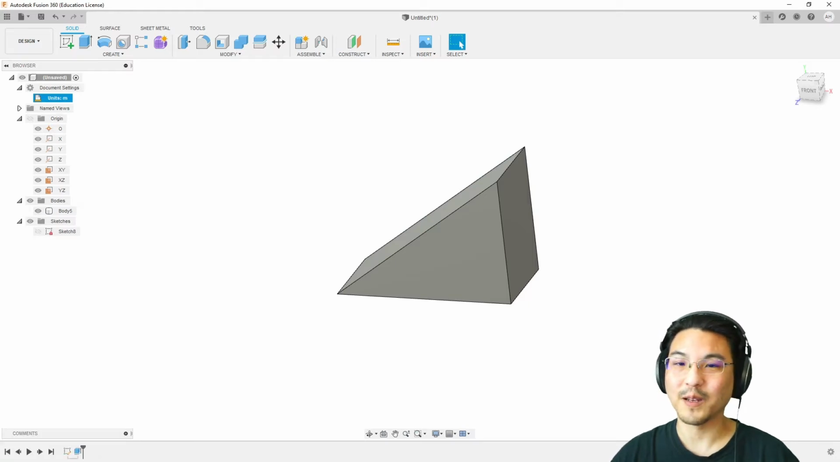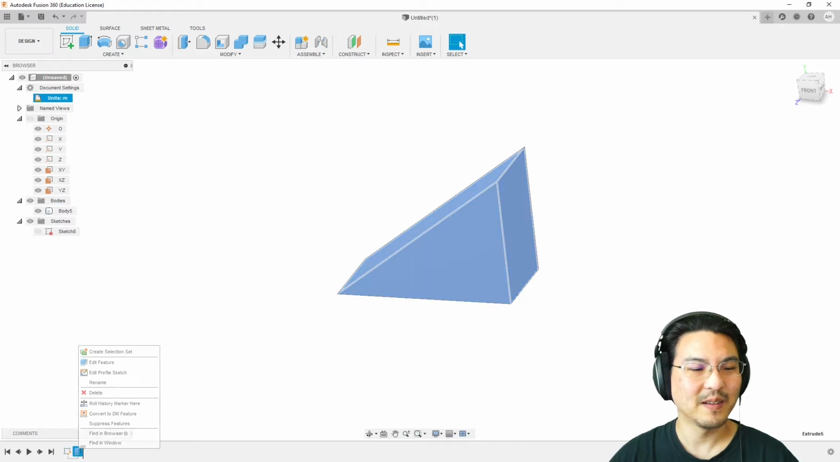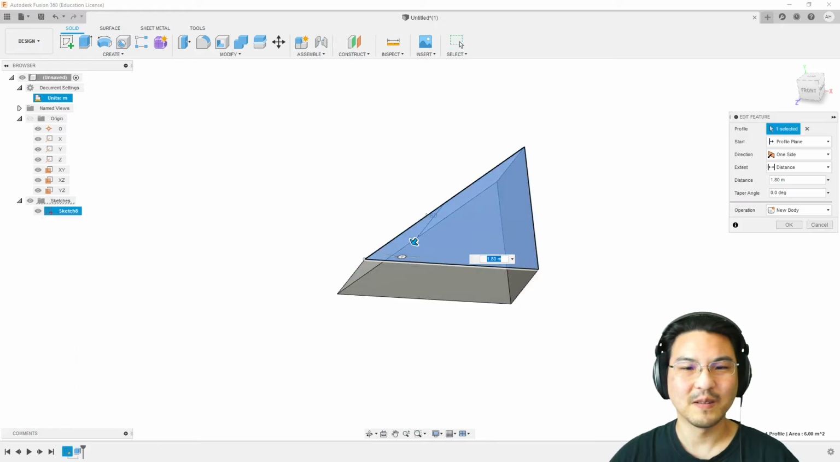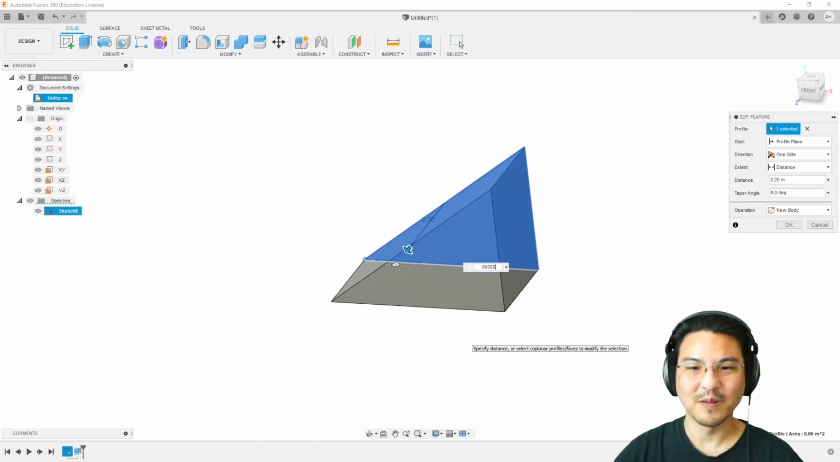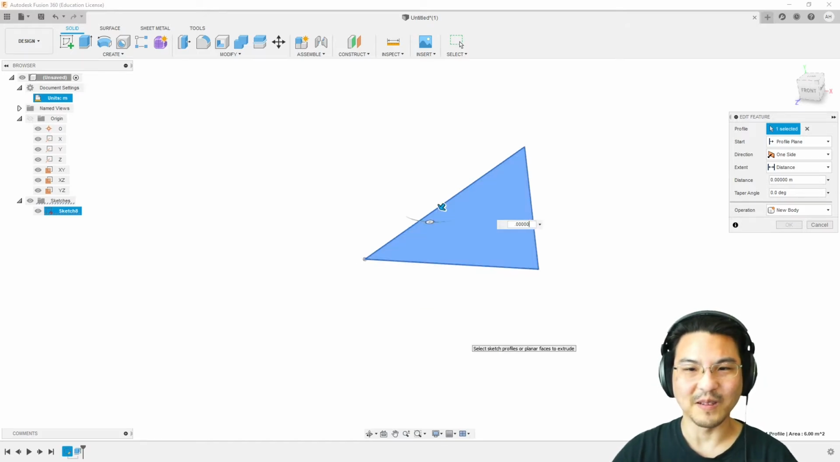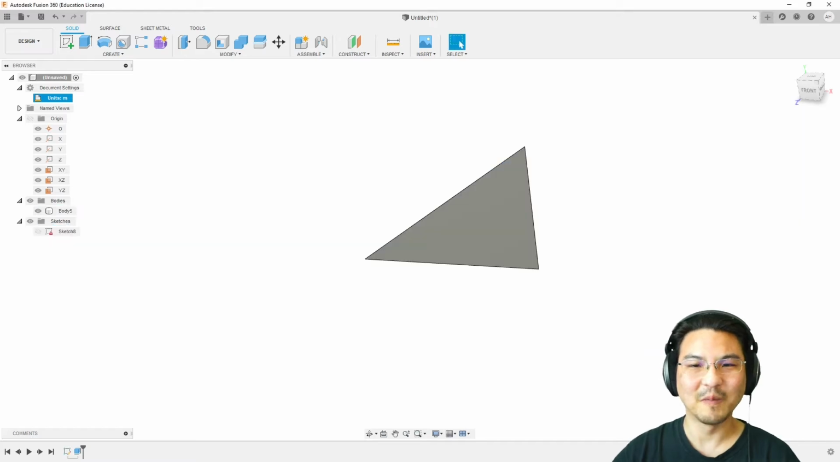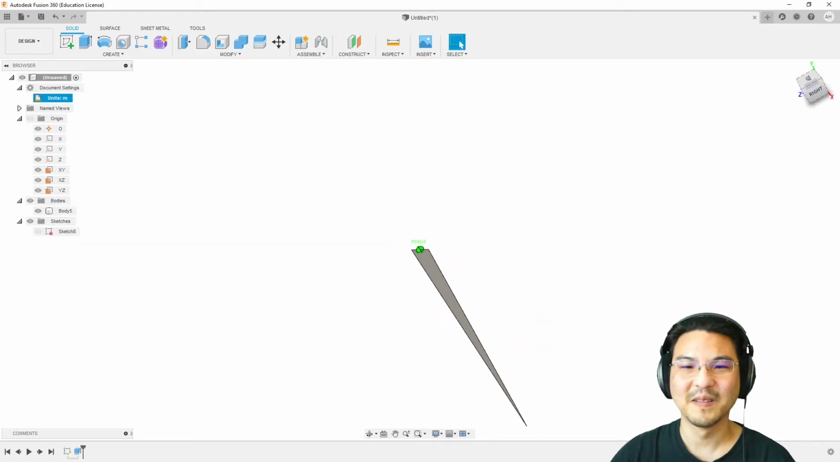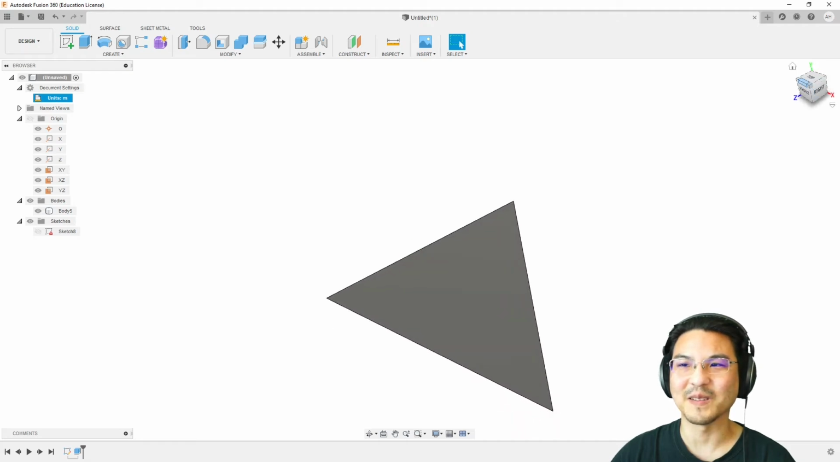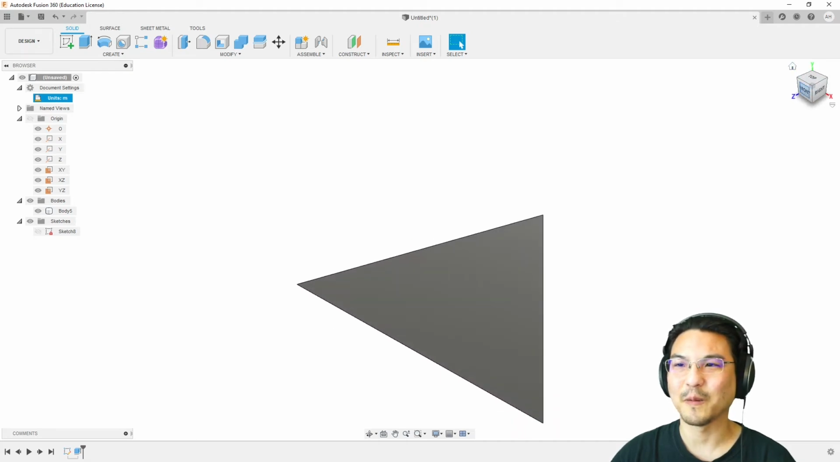That is not a thin plate. Let's make it a thin plate. So let me go back here, edit feature, and I'm going to type what I want. I'm going to make it really ridiculously thin, like a micron thick. Okay, so here's what we got. It's a ridiculously thin plate.